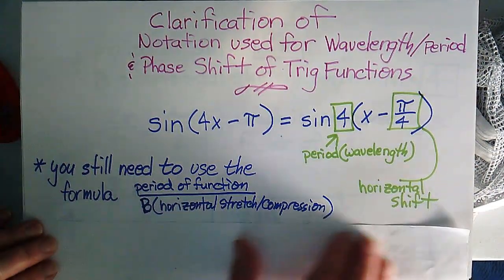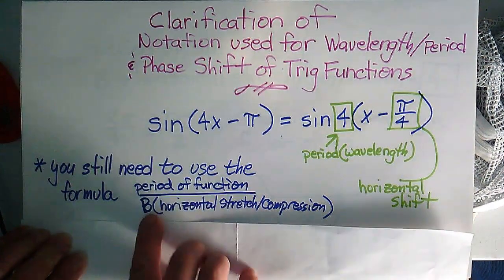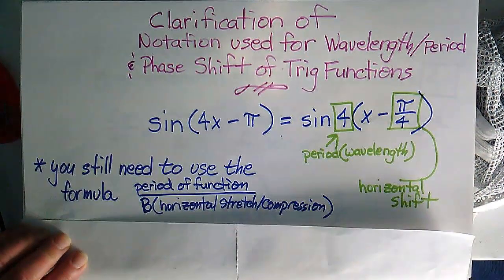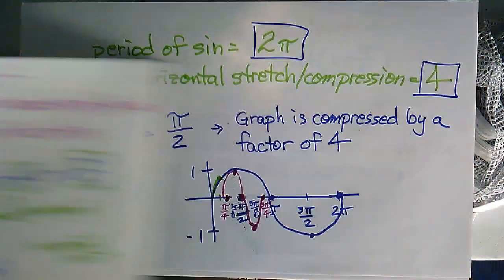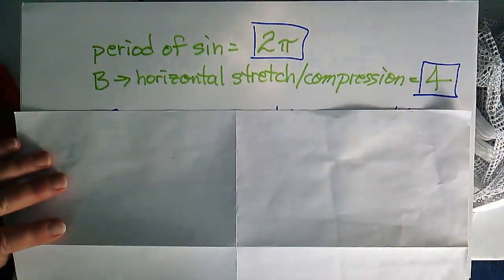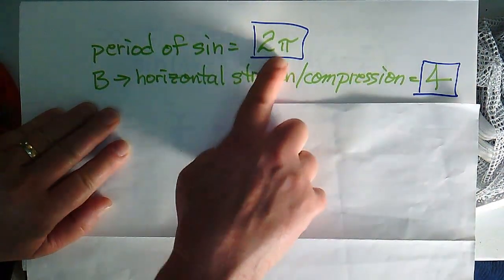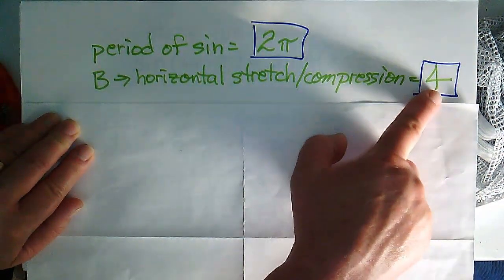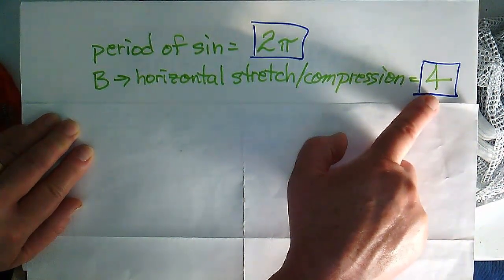So you still need to use the formula, the period of the function divided by b, which is your horizontal stretch and compression. That tells you what your stretch or compression is when you go to graph. And this is what that looks like. For example, you should remember that the period of the sine function is 2 pi. And b, the horizontal stretch and compression, is the coefficient of x, which was 4, which we factored out.